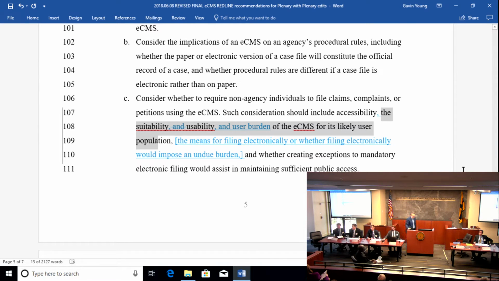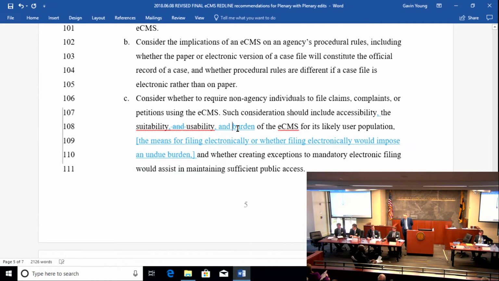Peter? I think not. I think if you're going to do that, you should take out "for its likely user population." No? Then I wouldn't have user twice. Correct. That's redundant. You're correct. Just burden. For its likely user population. Take out user. Burden of the ECMS for its likely user population. Is that correct? On its likely user population.